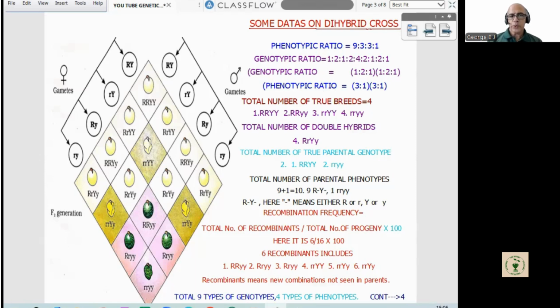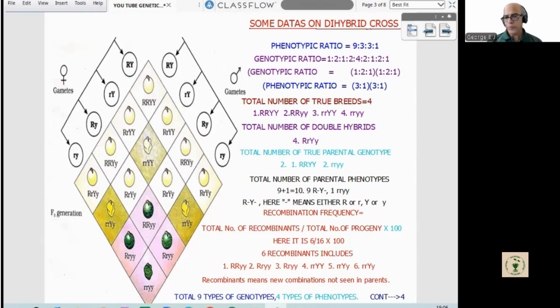Now, the total number of true breeds. True breeds means no heterozygosity, and it will be 4. You can find this line, it is the true breed, like capital R capital R capital Y capital Y, then capital R capital R small y small y, small r small r capital Y capital Y, and small r small r small y small y, where there is no heterozygosity.